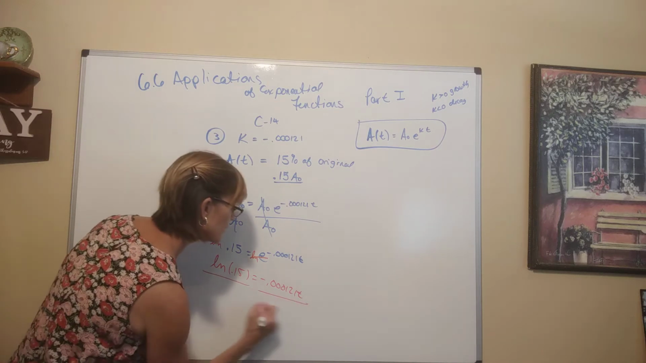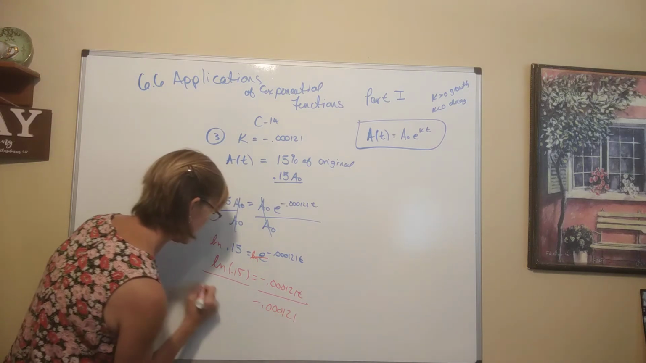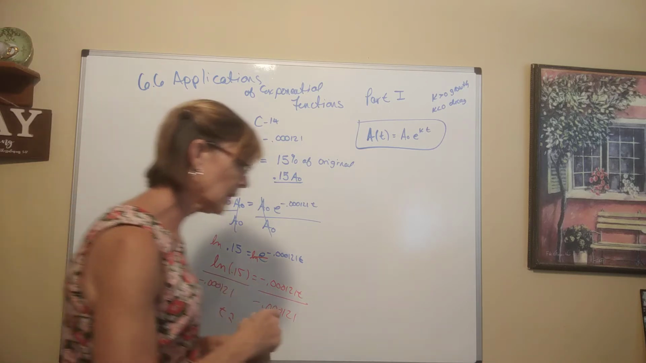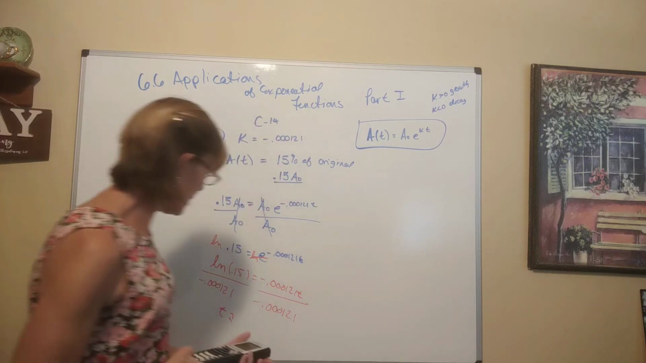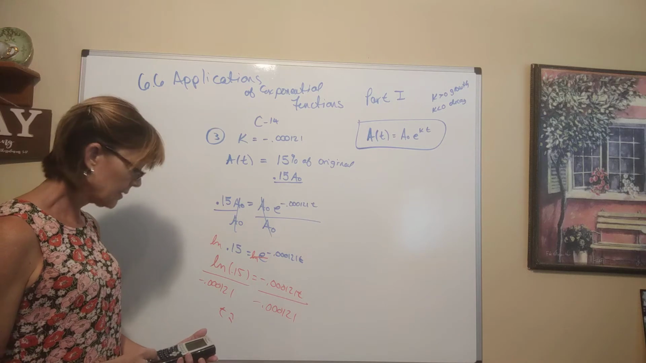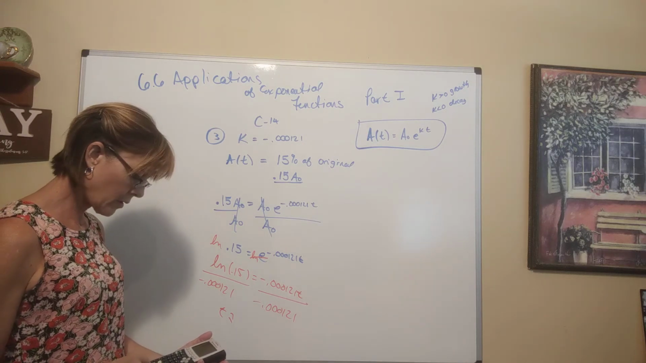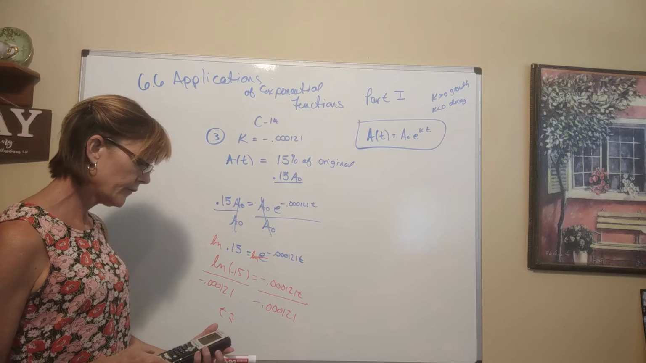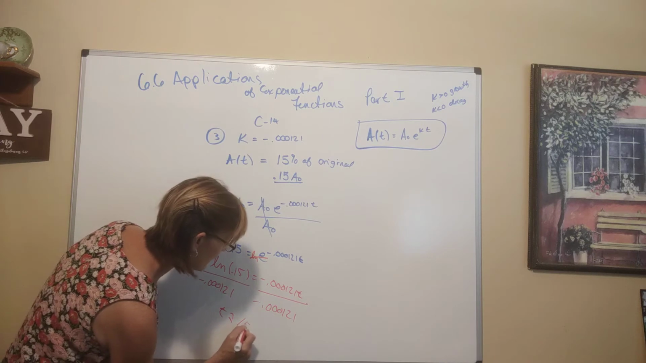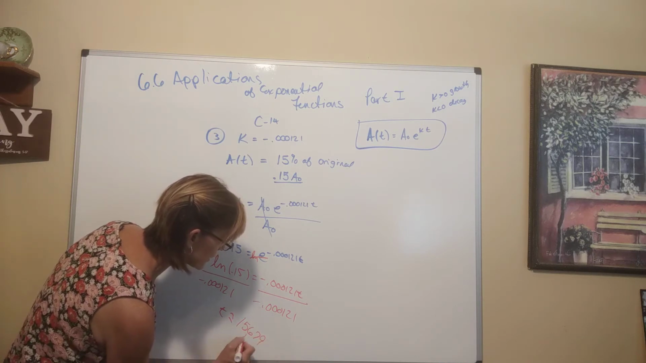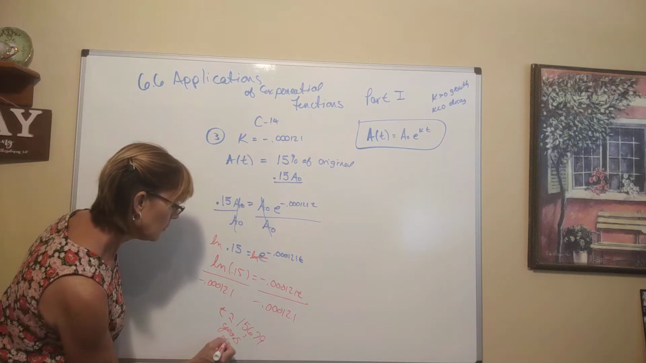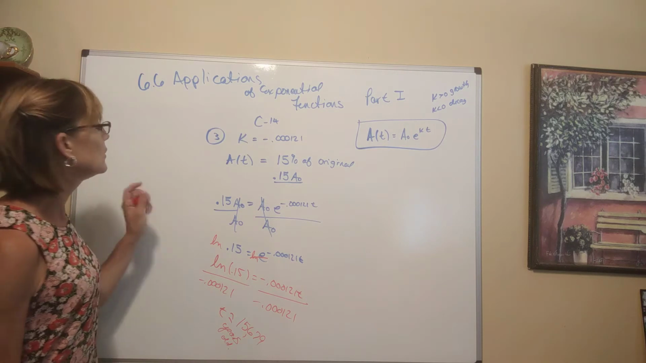Now I just simply divide both sides by this, and I'll get that t is the natural log of 0.15 divided by negative 0.000121, which gives me 15,678.9... If I round to the nearest year, it's approximately this many years old when it was found. So that's how we can do number 3.